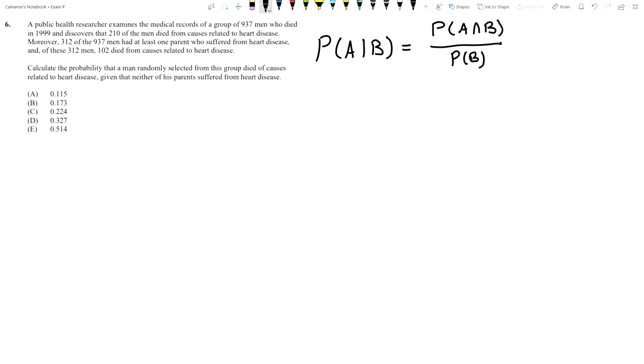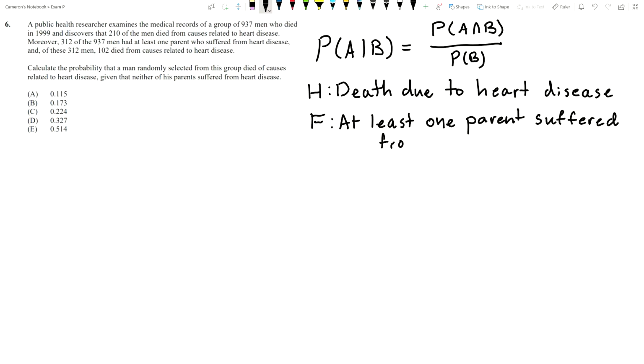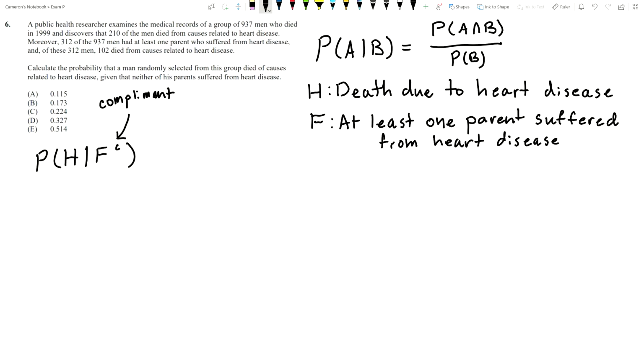First, we're going to define our events. Let's let H be the event that a death is due to heart disease, and let F be the event that at least one parent suffered from heart disease. Rephrasing this question to mathematical notation, we are looking for this probability. Here, we are using F's complement, because they are asking about the probability of a man's death due to heart disease given that his parents did not suffer from heart disease.